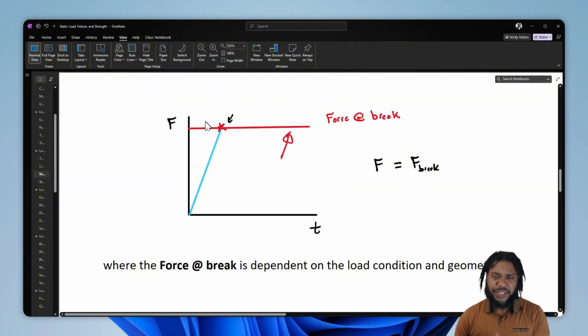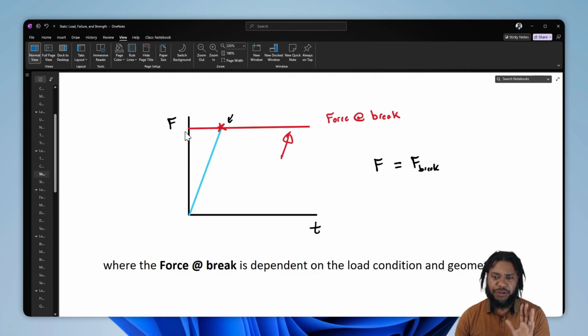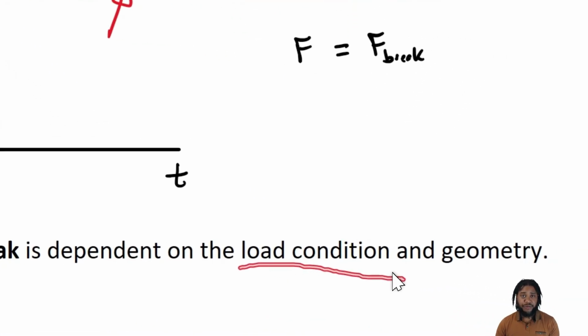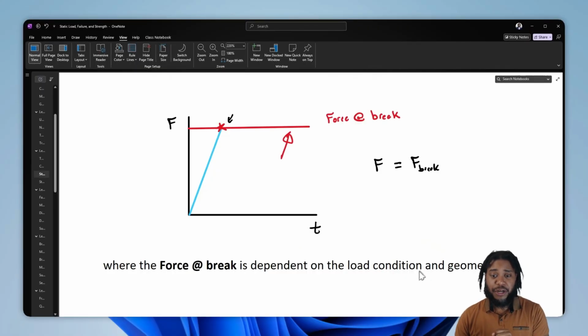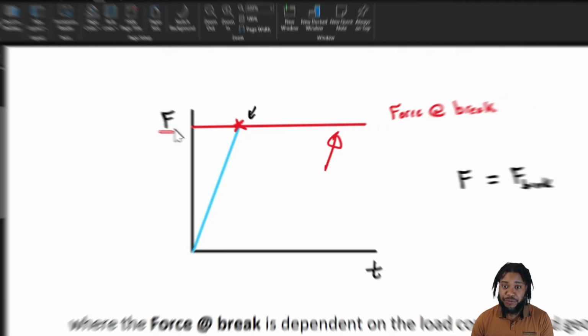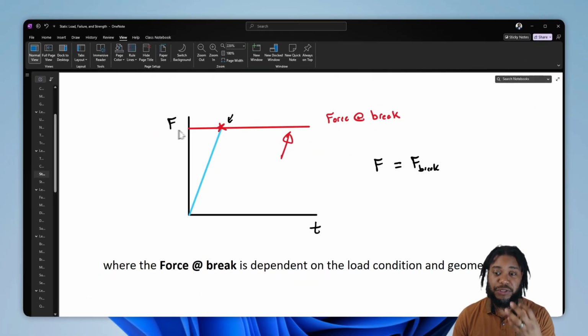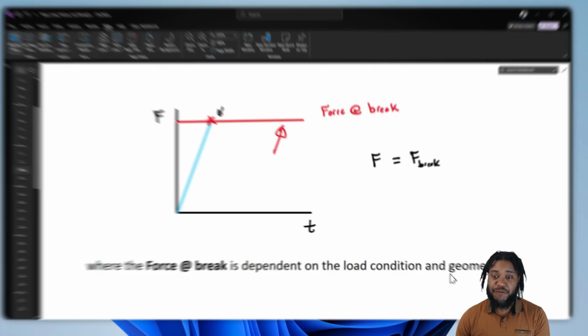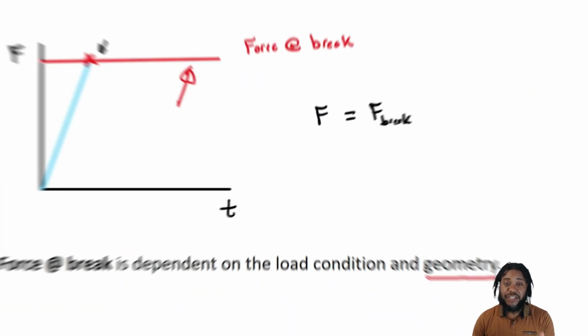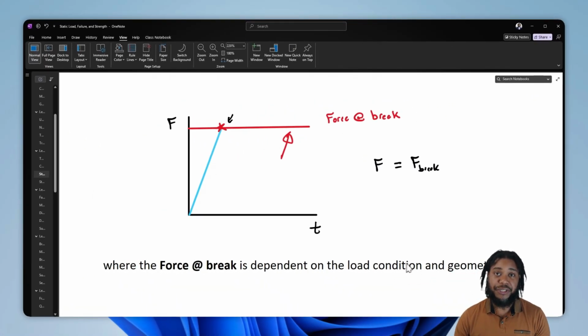Now, a key thing to note when we're dealing in the units of force is that force is dependent on the loading condition. Force can be a vector. Forces at a distance can create moments that cause bending. But also, force is a unit in newtons. Moments are units in newtons times meters. And they have no relationship to the actual geometry that we're testing.